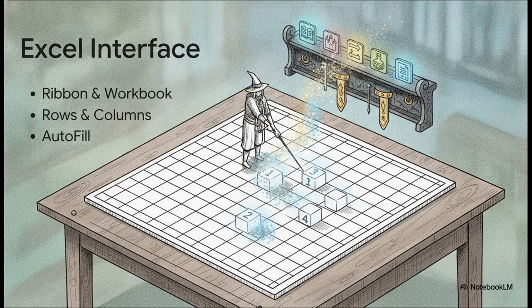But honestly, the real magic starts with 2 features called AutoFill and FlashFill. Get this, if you type January and just drag the cell down, AutoFill automatically populates February, March, and so on. These are your very first secret weapons to completely eliminate hours of tedious manual data entry.